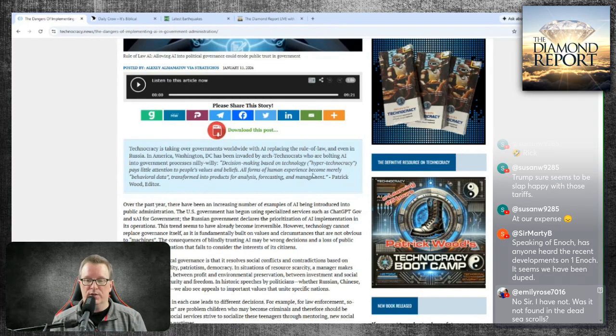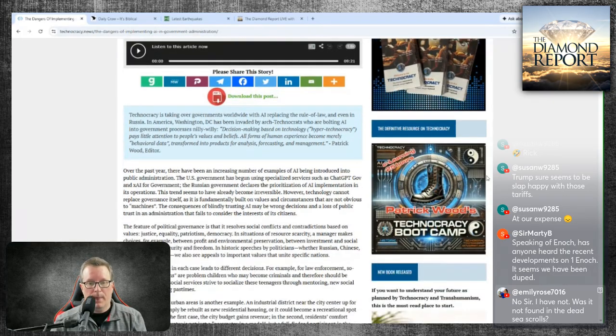Decision-making based on technology, hyper-technocracy, pays little attention to people's values and beliefs. All forms of human experience become merely behavioral data, transformed into products for analysis, forecasting, and management.